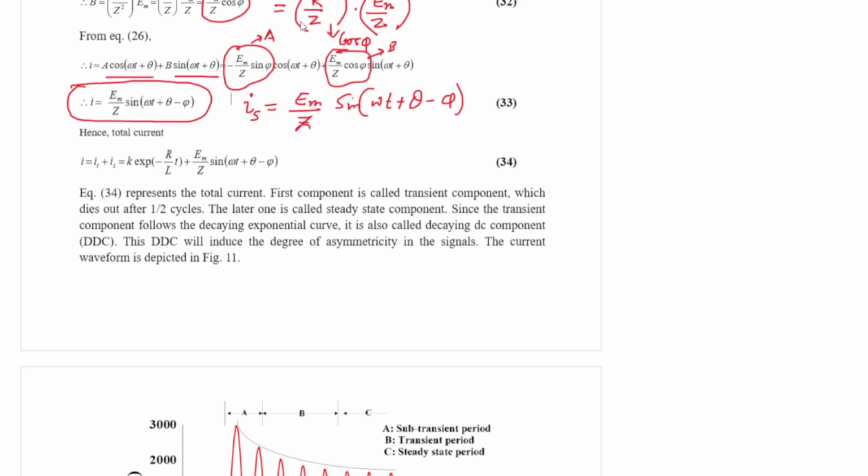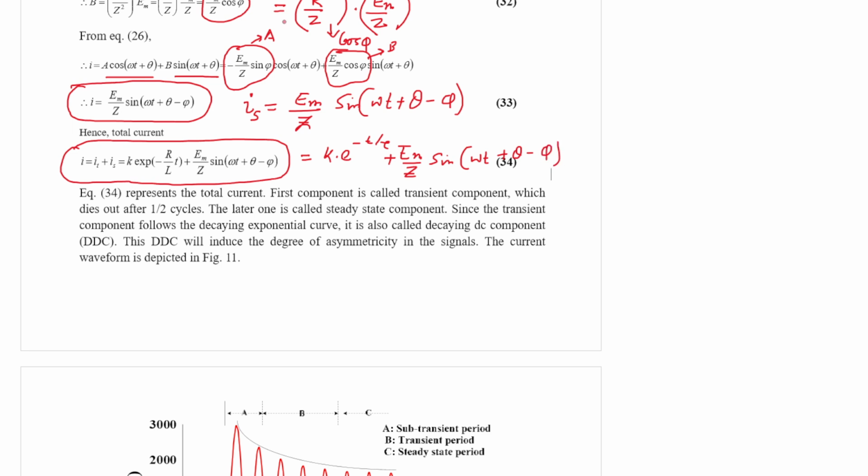Once you have got this, you can write the total solution including transient behavior and steady state behavior. We have the total solution i, that will be equal to k into e to the power minus t by tau, plus Em by Z sin(omega t plus theta minus phi). So this is the entire current equation.